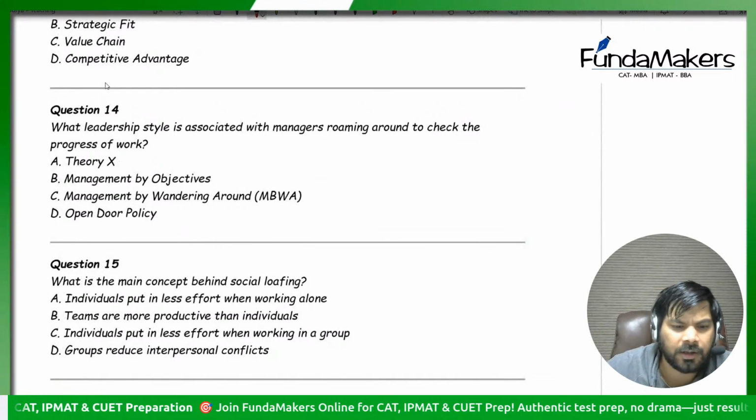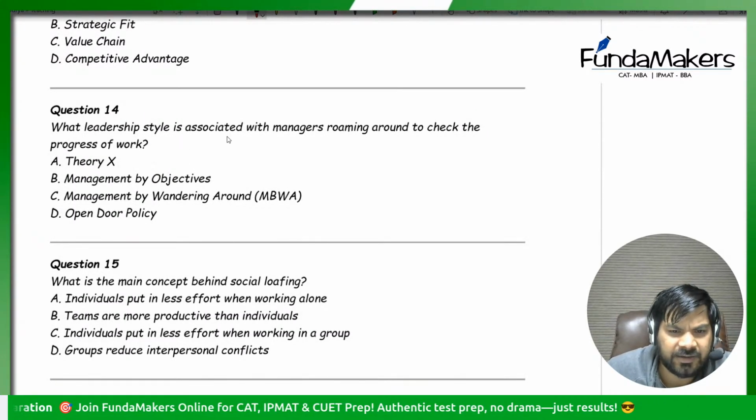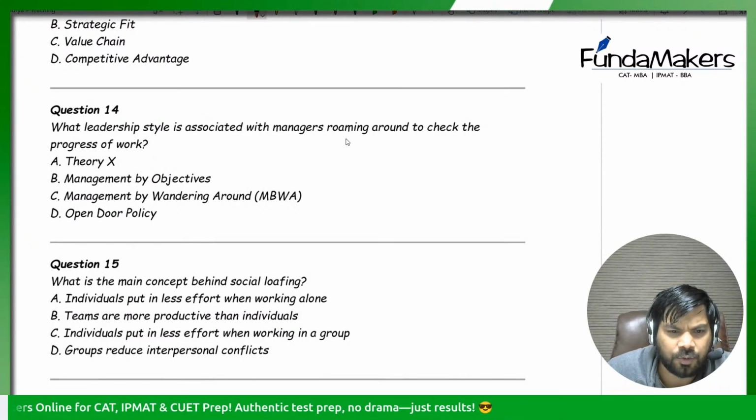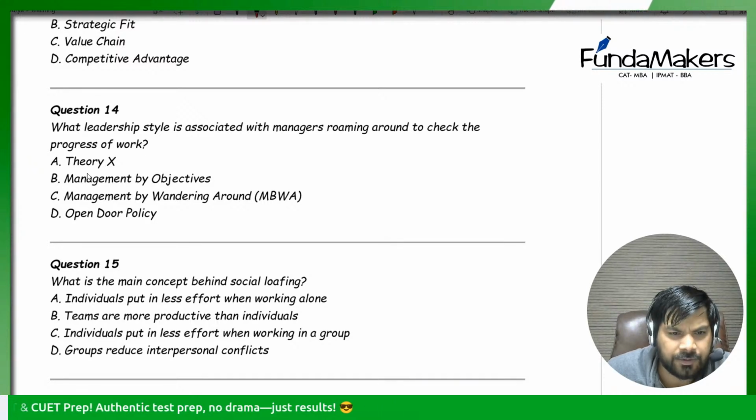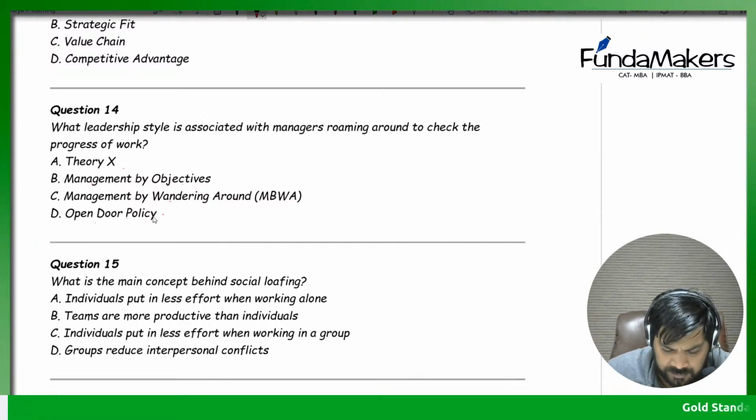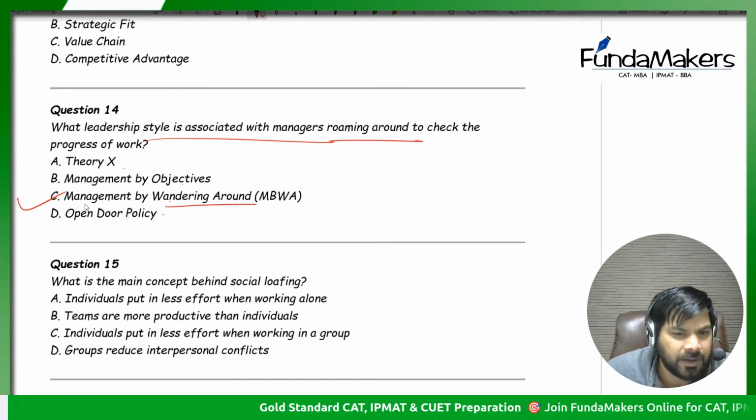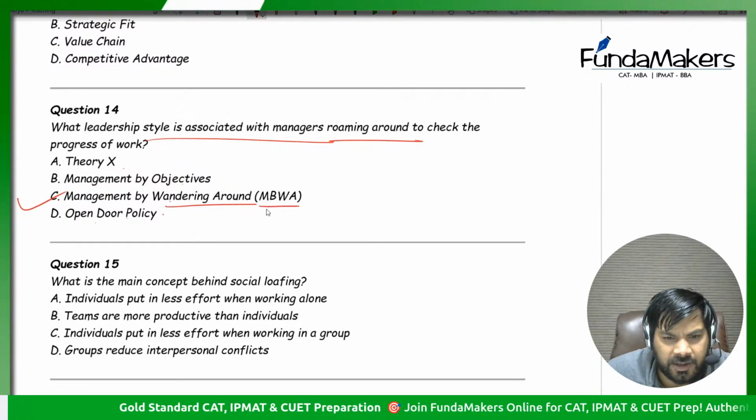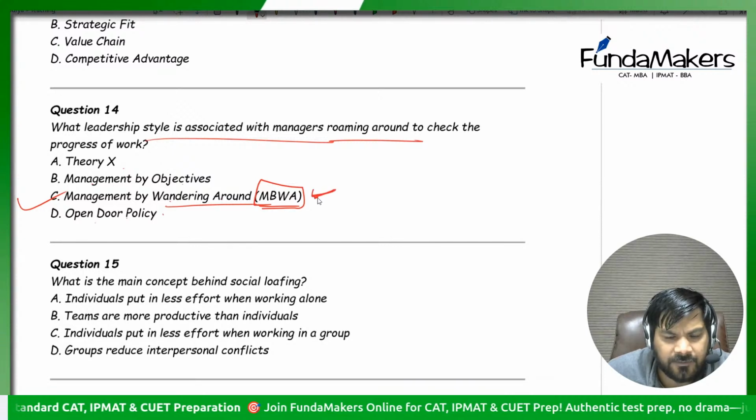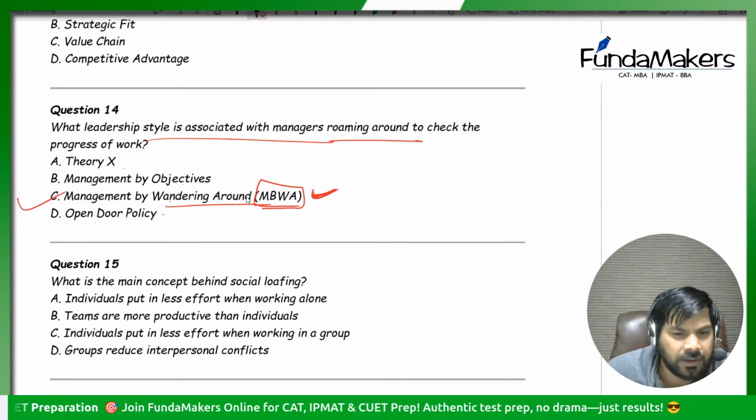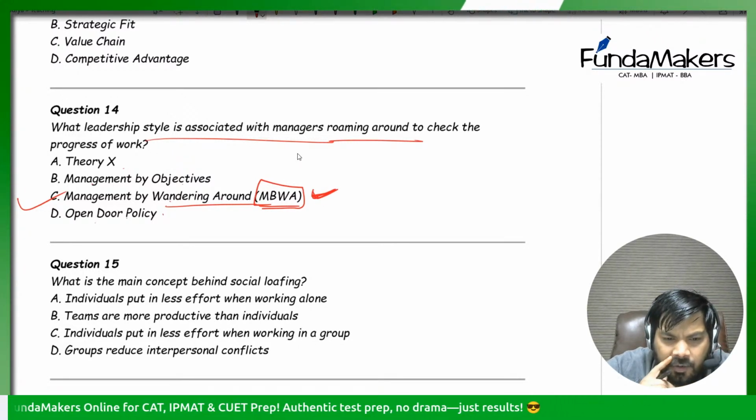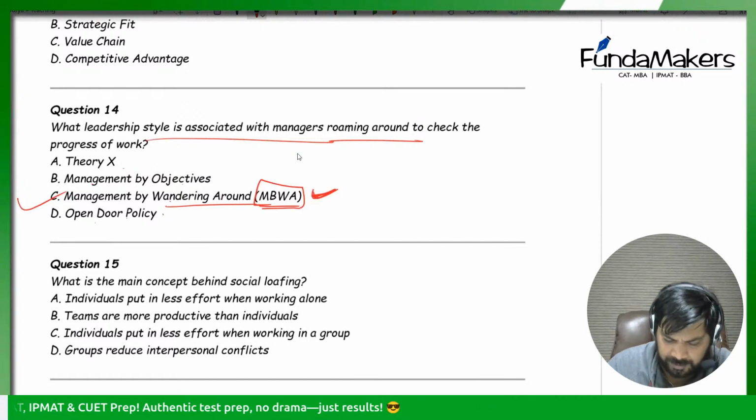Next, what leadership style is associated with managers roaming around to check the progress of work? Theory X, management by objectives, management by wandering around, open door policy. So, as the name suggests, roaming around, wandering around, the correct answer should be C, right? Management by wandering around, MBWA. Okay, very, very important. Okay, next, what is the main concept behind social loafing, right?